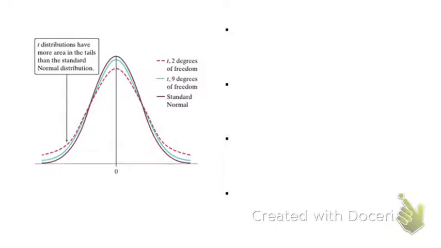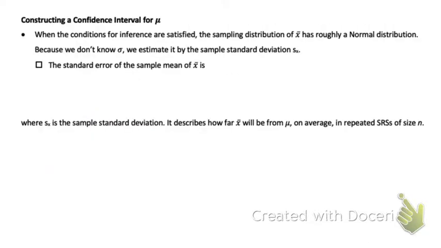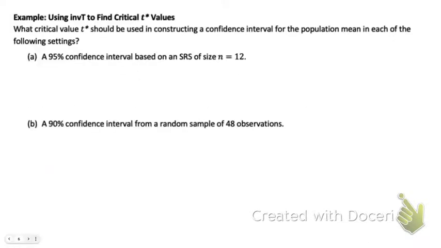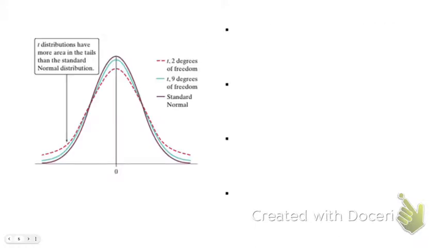Now, if there's 2 degrees of freedom, what was the sample size? 3. 3 was the sample size. There's 2 degrees of freedom, 3 minus 1 is 2. So there you go. Notice that there's more area in the tail. There's more variability in the tail with this t2 distribution.